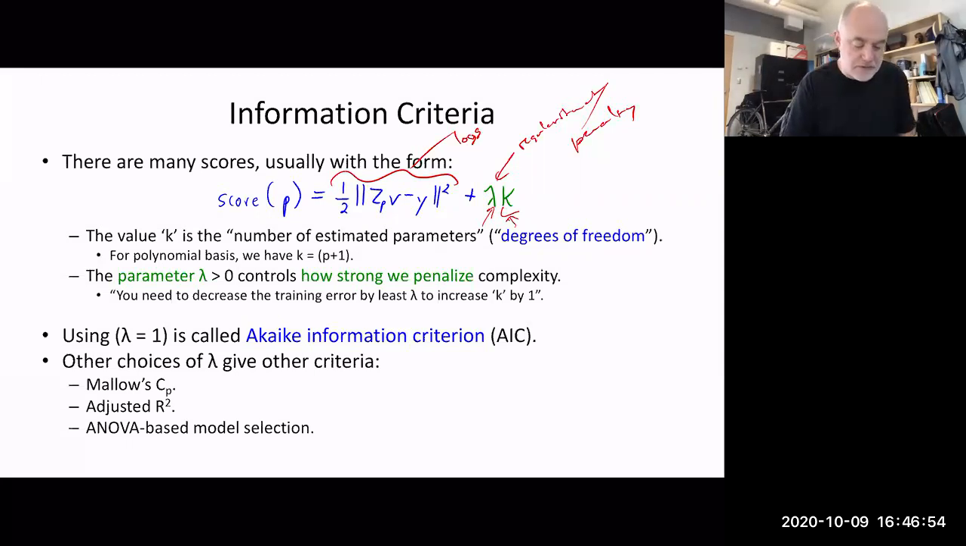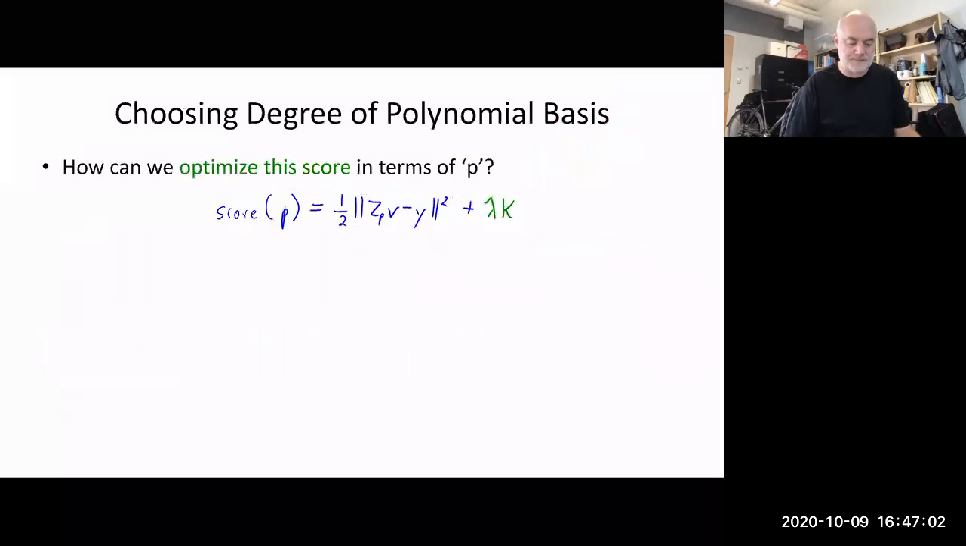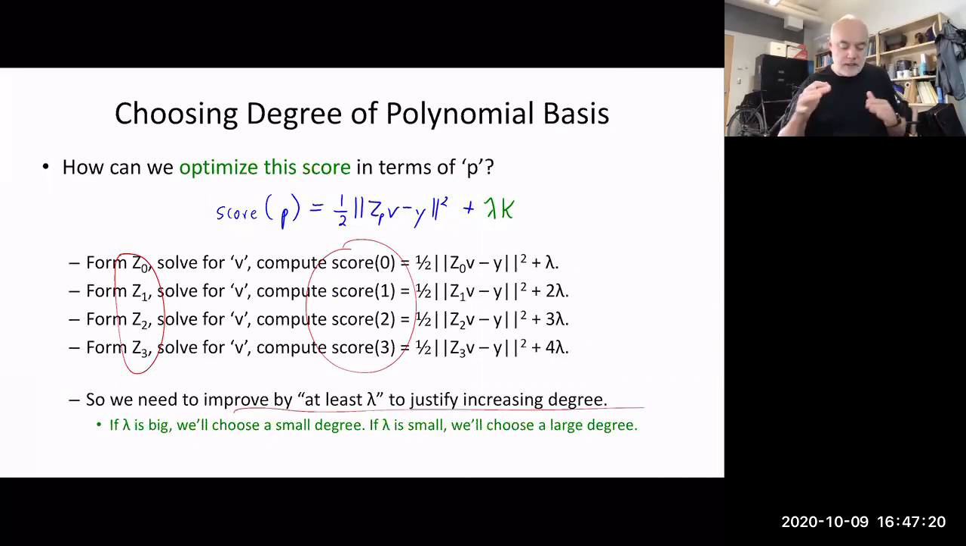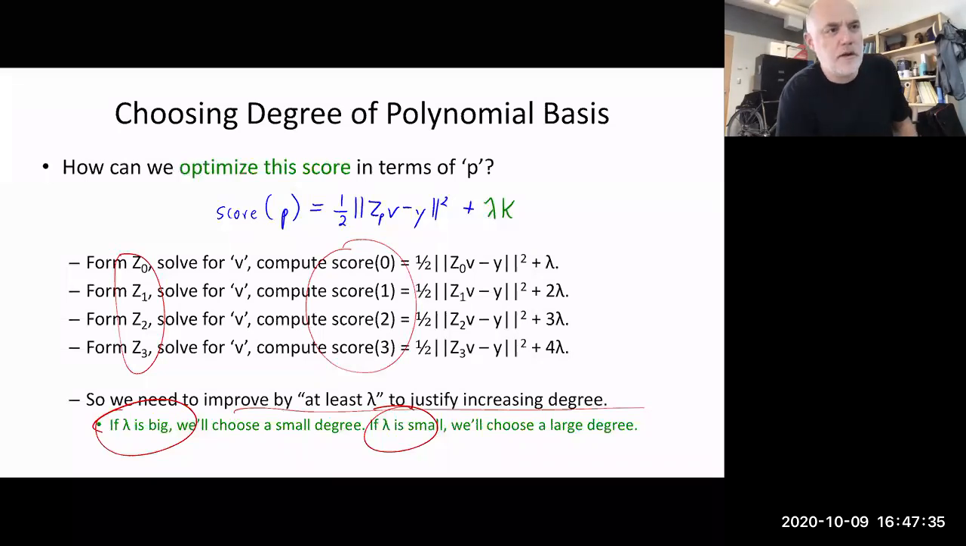If you use lambda equals 1, this is called the Akaike information criteria, AIC, and there are other choices of lambda that give other criteria, okay? So how do we optimize this score in terms of P? Same thing. You form all the bases, you compute the score, and you choose the best performing score, right? So we need to improve by at least lambda in order to justify an increase in the complexity or expressivity of the model, right? In other words, if we make lambda big, we'll choose a lower order polynomial model. If we make lambda small, then we'll choose a large degree polynomial.